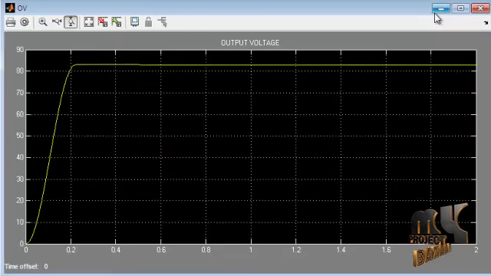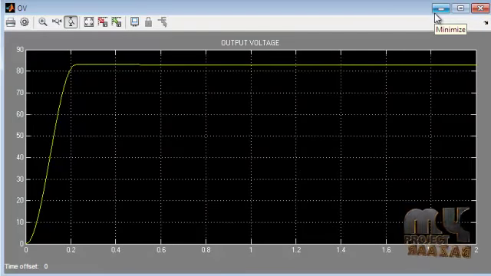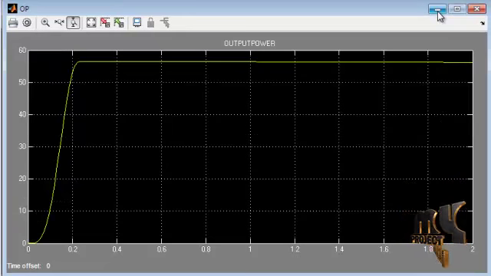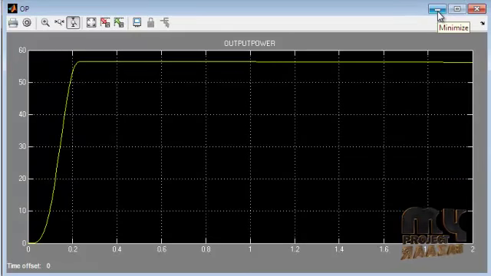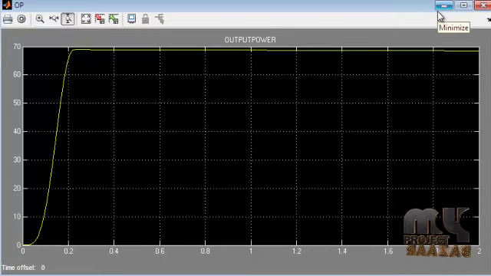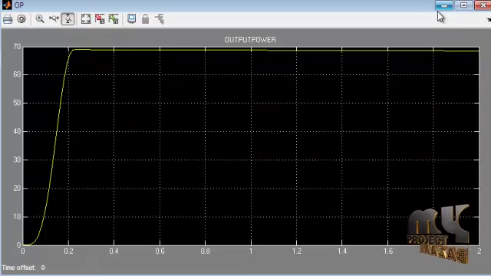And next one is the output voltage of the incremental conductance algorithm. The same parameters are used, but the voltage rises up to 82 volts. And next one is the output power for Perturb and Observe. So here the output power is 55 watts. And the next one is the output of the incremental conductance algorithm. Here the output power is around 69 watts.